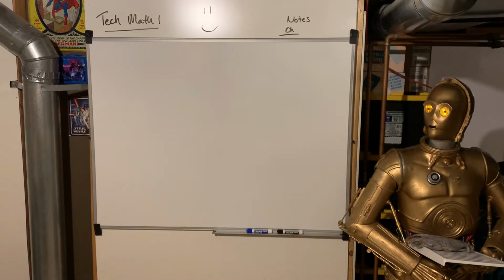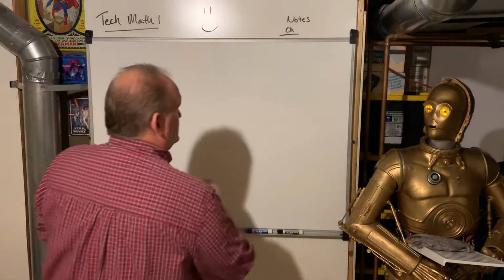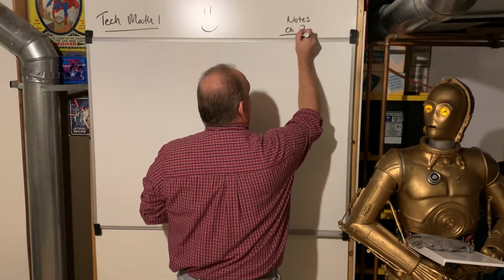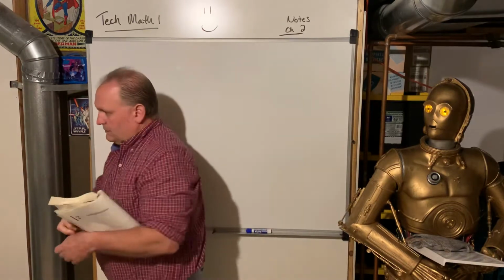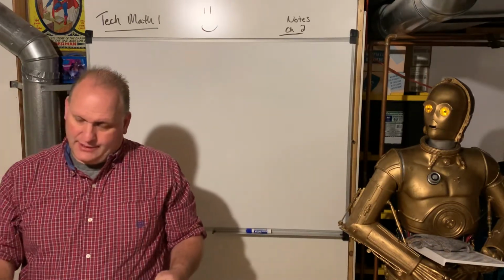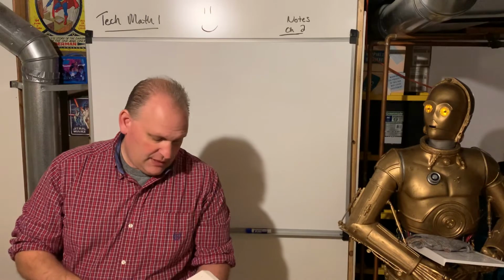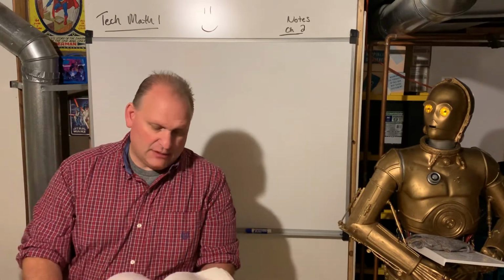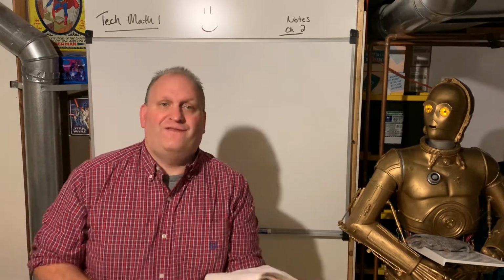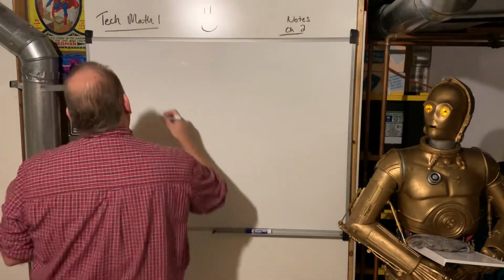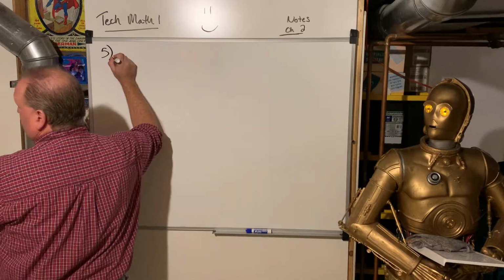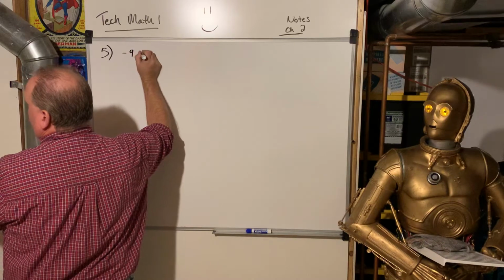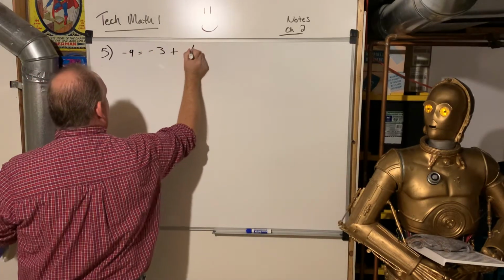Right, this is Techmath1. We're looking at Chapter 2 notes out of the Blue Book. Let's get started. We're looking at solving equations. Let's start with number 5 on page 56. Number 5 looks like this: negative 9 equals negative 3 plus t.